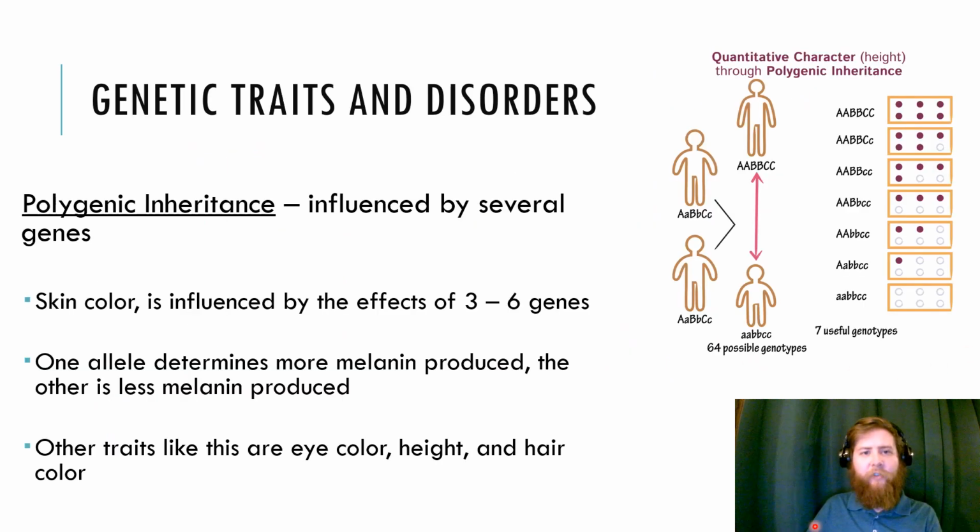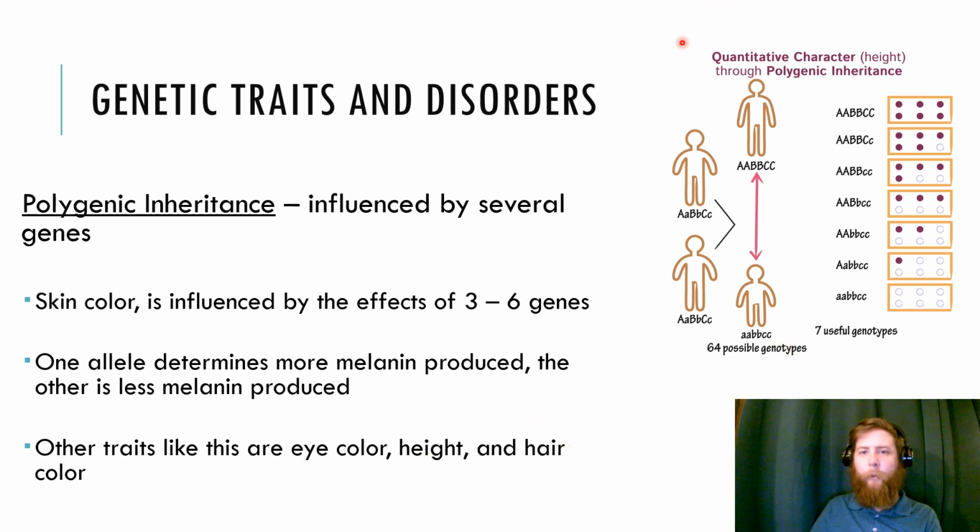Looking at genetic traits, we can talk about different things. The first, we can talk about disorders. We can talk about how they're spread. The first thing we're going to talk about is polygenetic inheritance, where this is a trait that's influenced by several different genes. Skin color, for example, is influenced by the effects of 3 to 6 genes. One allele determines whether you have more melanin produced. The other is less melanin. The other traits that we can have that are polygenetic are eye color, height, and hair color.